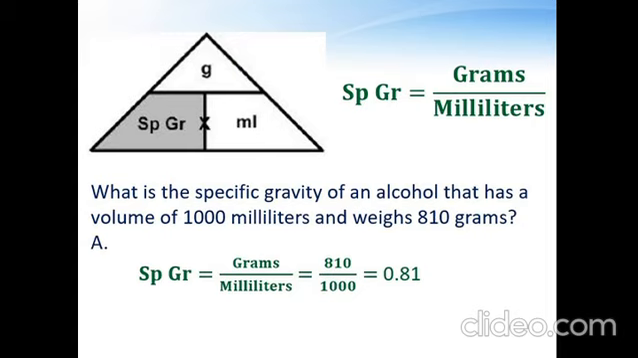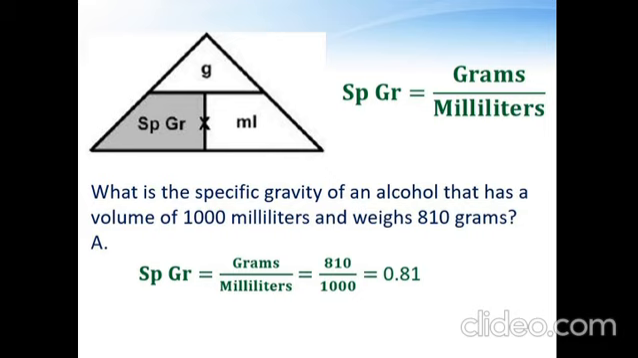For this one, specific gravity is the grams over milliliters. Only the number works, not the units. Let me emphasize again. So how could you memorize that? If you memorize the graph, you will see gram is on the top, milliliter is on the bottom. So specific gravity is G over mil, right?